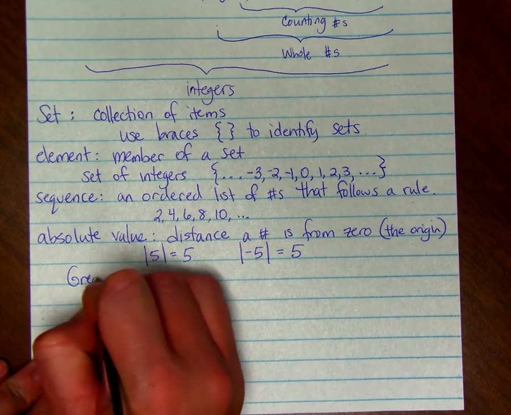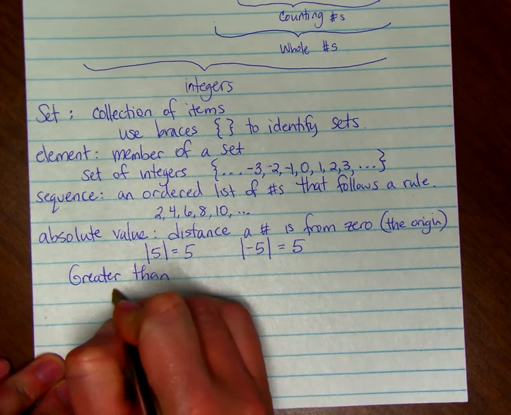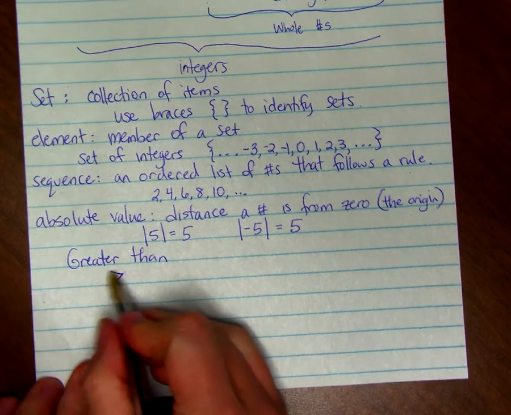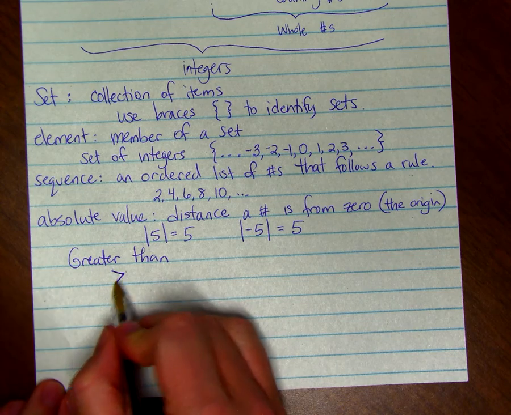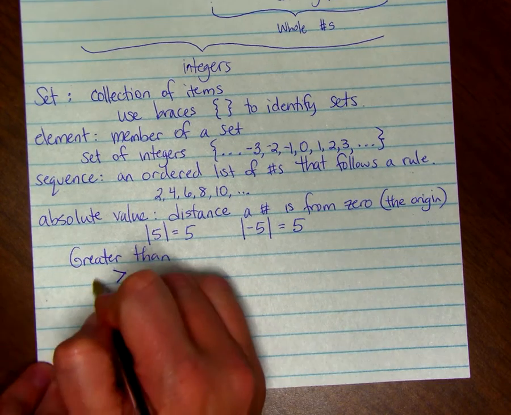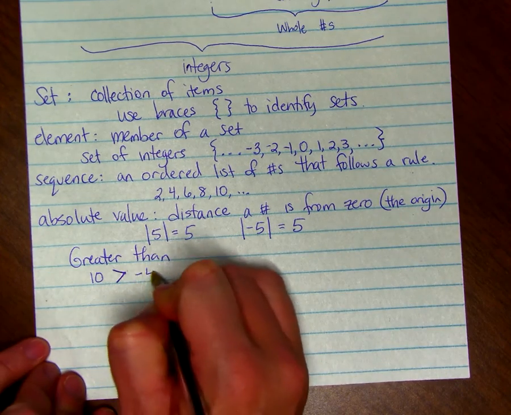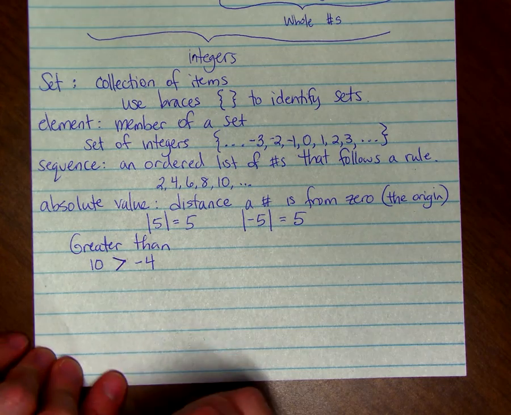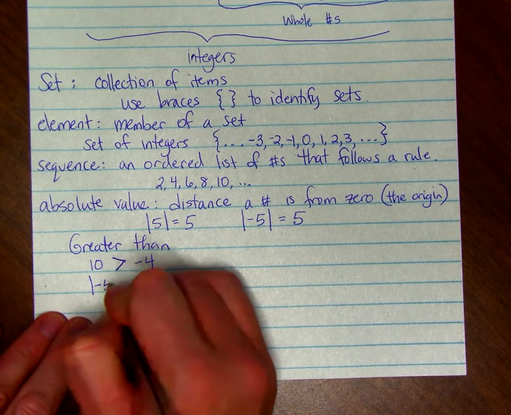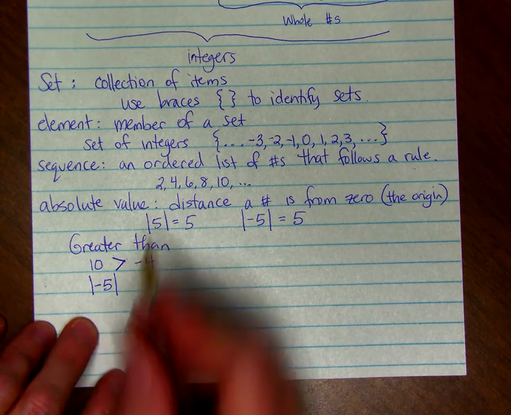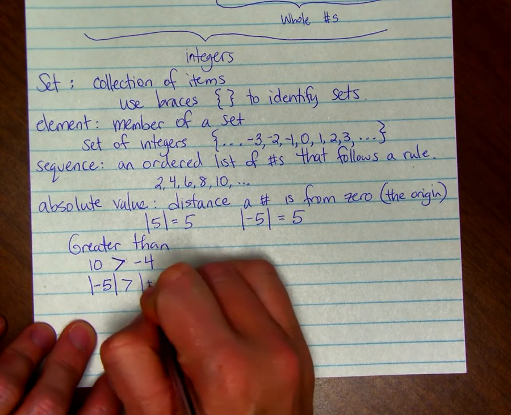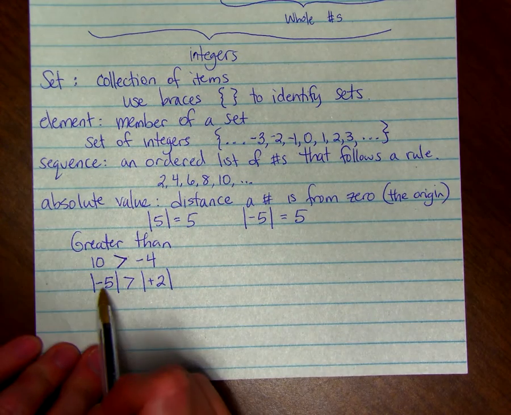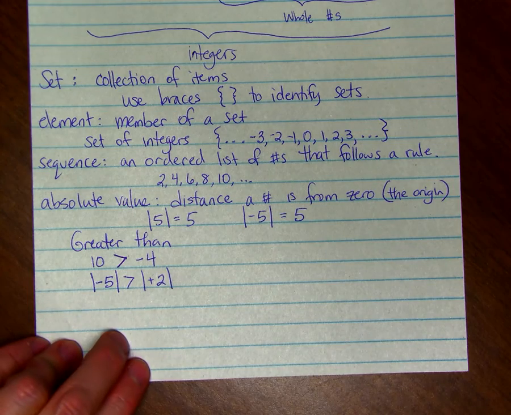The greater than sign is faced this way. So if you were to read it left to right, you'd have the part that's open on the left and the part that's closed on the right. So you would have a bigger number on the left and a smaller number on the right. And you could say 10 is greater than negative 4. You could say the absolute value of negative 5 is greater than the absolute value of positive 2. Remember, absolute value is a distance, so this would be positive 5, and that would be greater than positive 2.